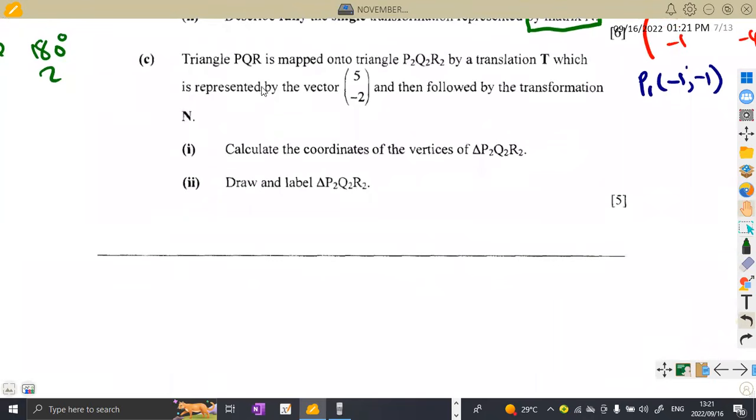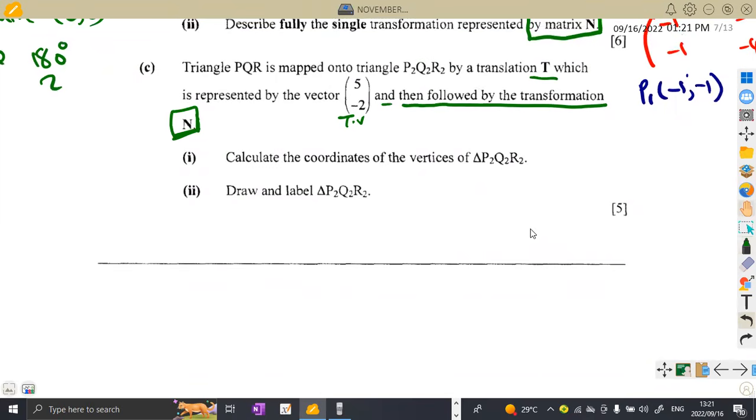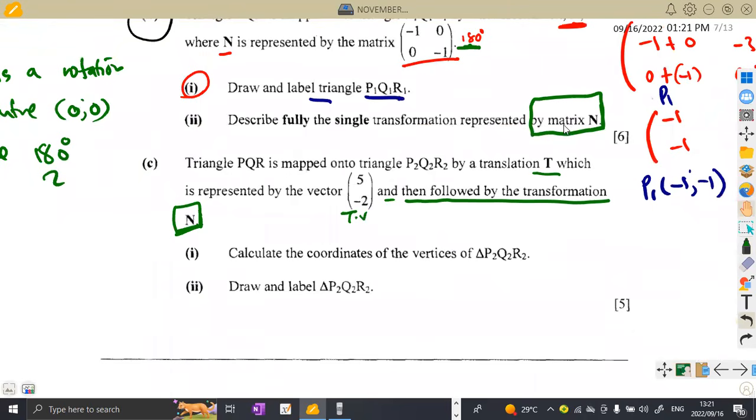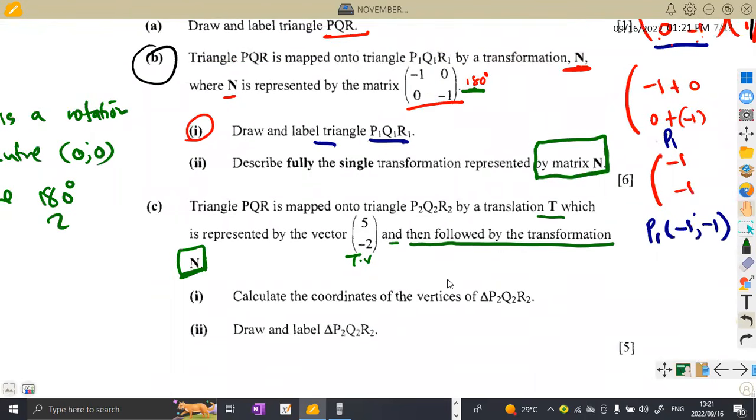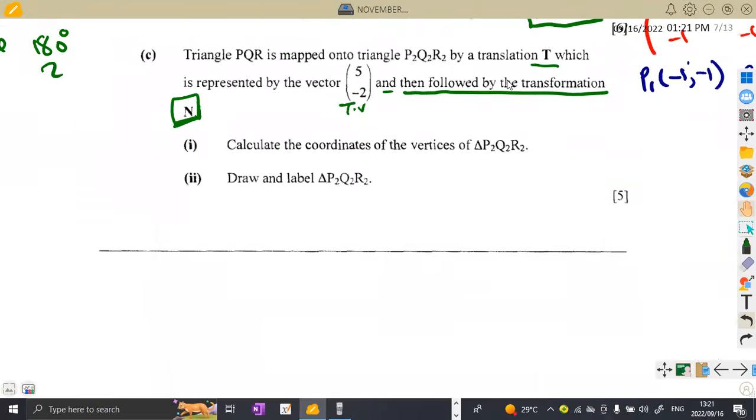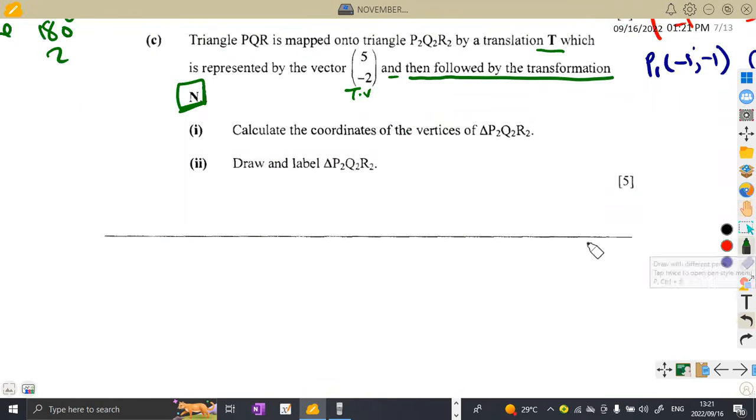On item C, we are now given triangle PQR, which is that triangle that we had before, is mapped onto triangle P2Q2R2. But I want us to see what is happening by a translation T, which is represented with the translation vector, and then followed by the transformation N, which is that matrix that we had before. So we have got two transformations that are taking place. We have got a translation. So let us start with the first one because it started with translation. So first is a translation.